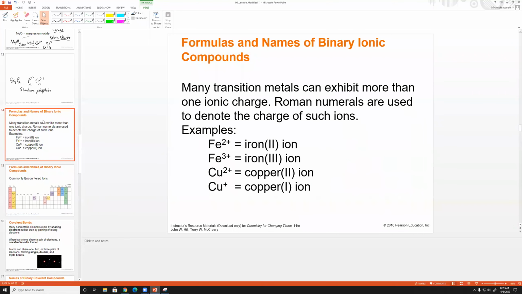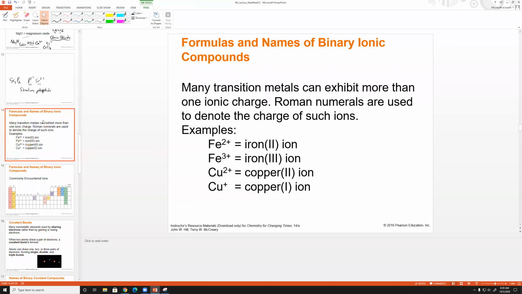The answer is by putting Roman numerals next to the ions. Once we involve these transition metals into our ionic naming scheme, we're going to have to use another helper to the reader, meaning something to aid them in determining what the charge is. And that thing is the Roman numeral.